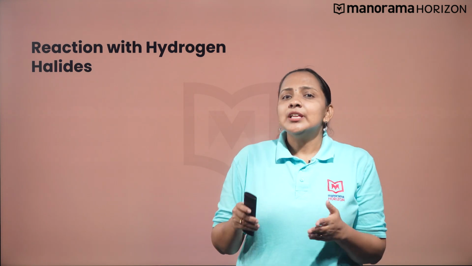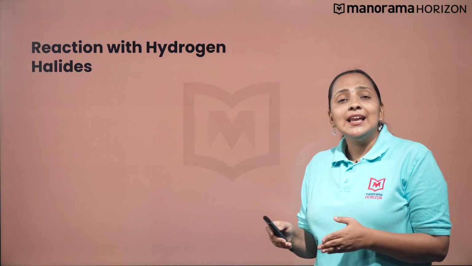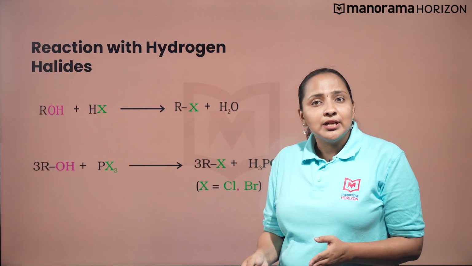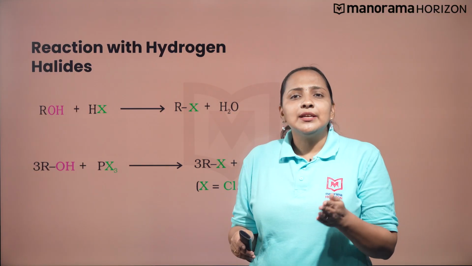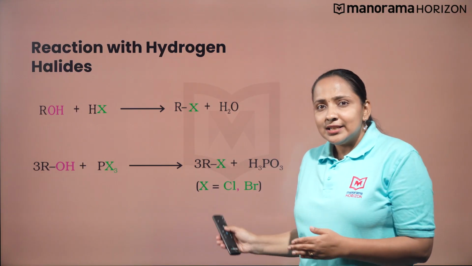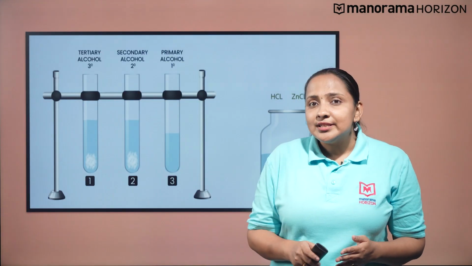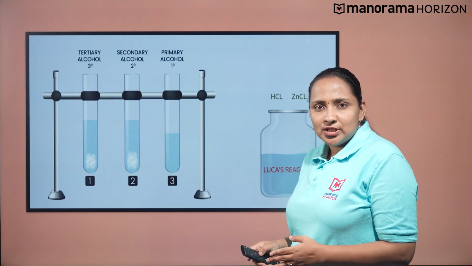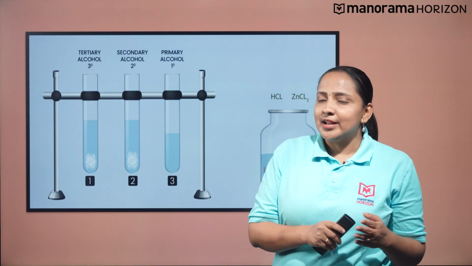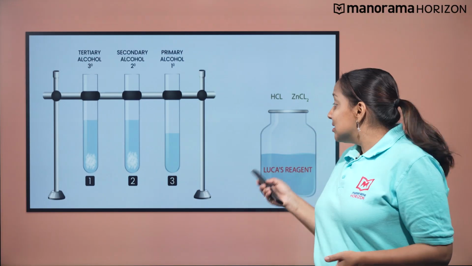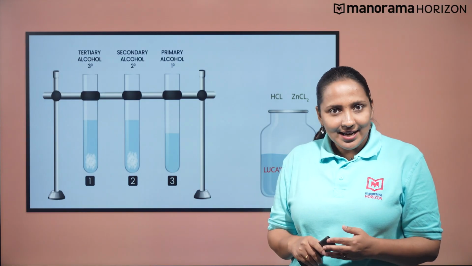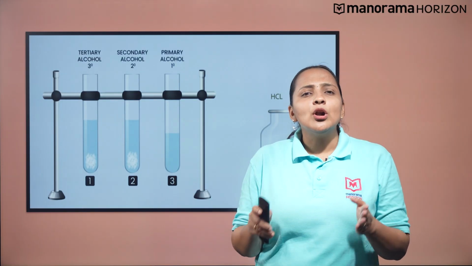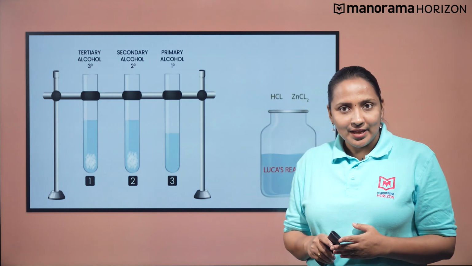Alcohols react with hydrogen halides to form alkyl halides. Alcohols are also converted to alkyl bromides by reaction with phosphorus tribromide. The difference in reactivity of the three classes of alcohols with Lucas reagent distinguishes them from one another. Now, what is Lucas reagent? Well, it is a solution of anhydrous zinc chloride in concentrated hydrochloric acid.